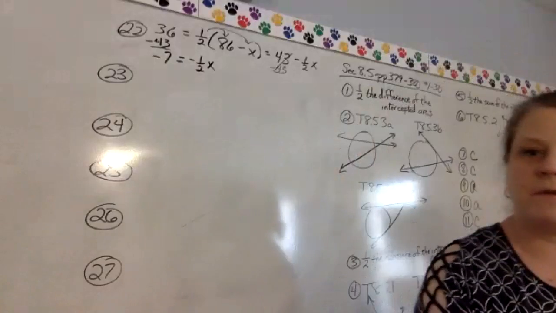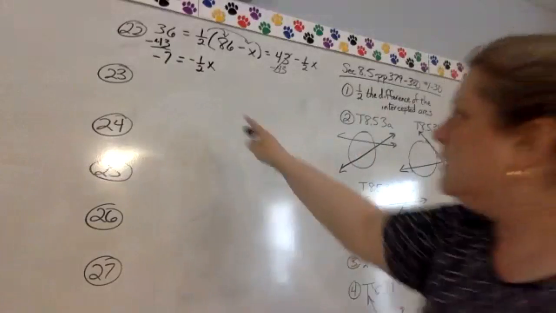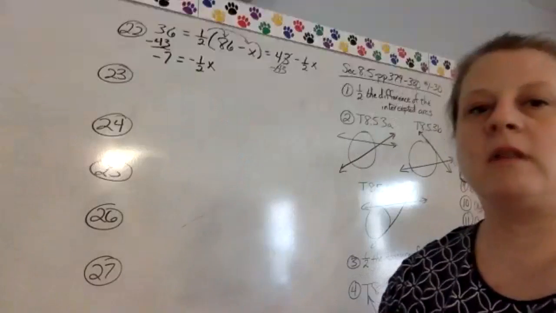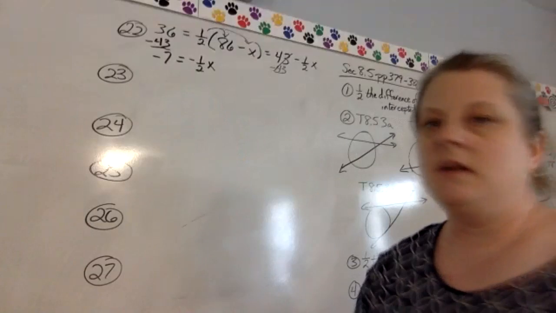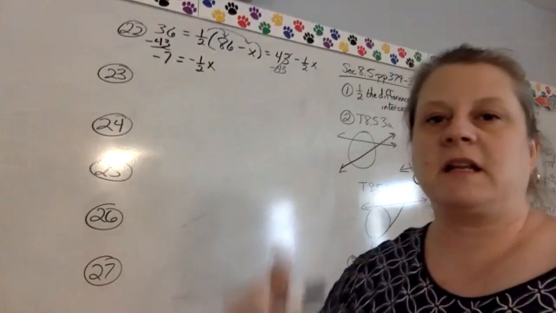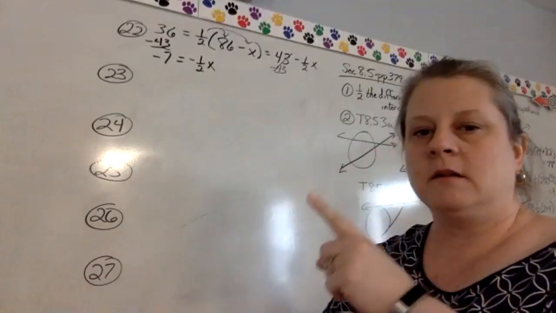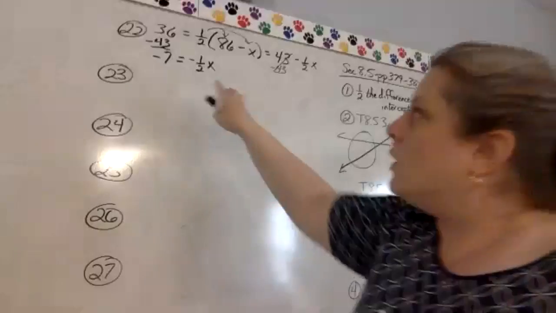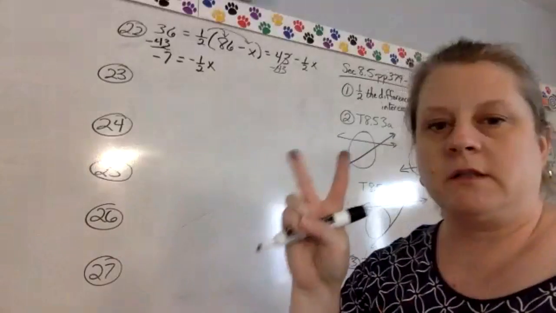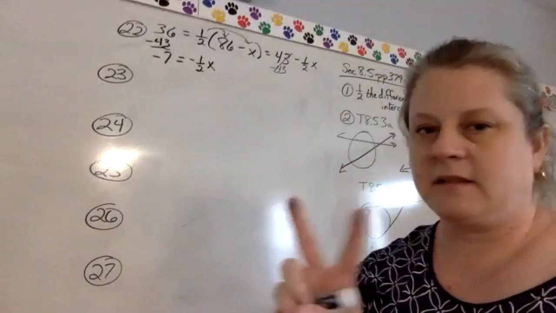Now, when we have a fraction in front of our variable, remember, a number right next to a variable is multiplication. The opposite of multiplication is division. But if I'm dividing by a fraction, I multiply by its reciprocal. I flip the fraction over. So 1/2 flipped over is just 2.